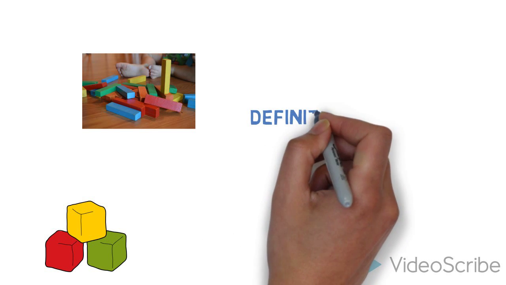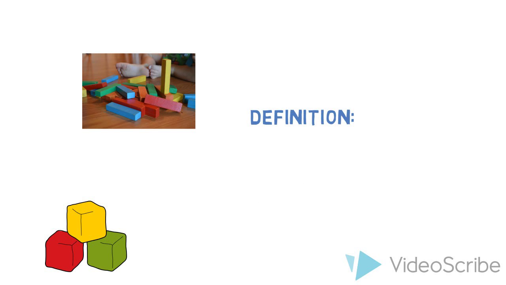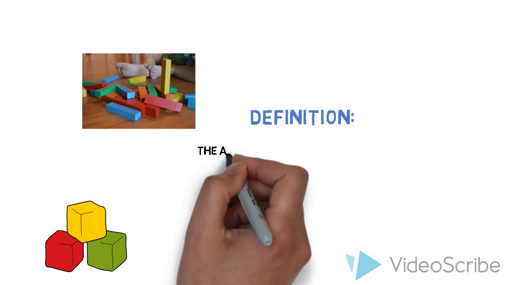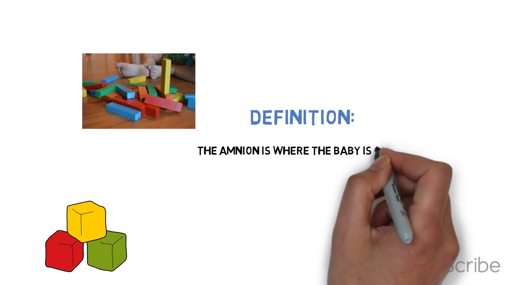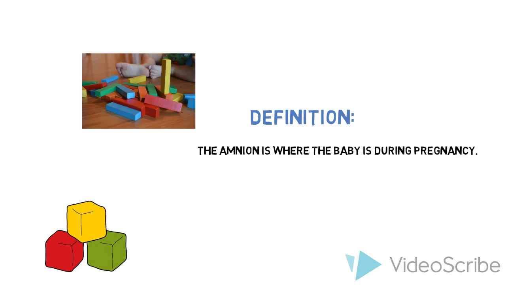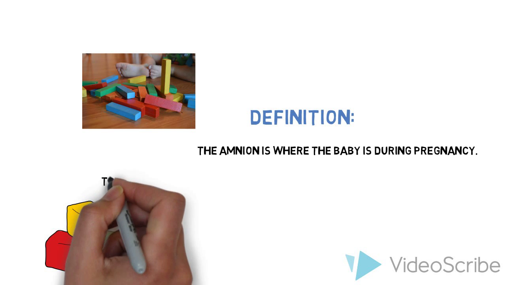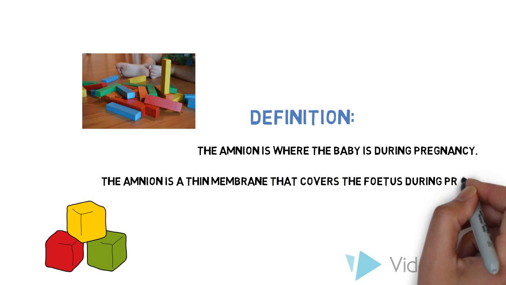For example, a definition that may become necessary as part of a science report may be given in the form of a spatial clause. The amnion is where the baby is during pregnancy, rather than the necessary structure of X is Y plus relative clause. The amnion is a thin membrane that covers the fetus during pregnancy.